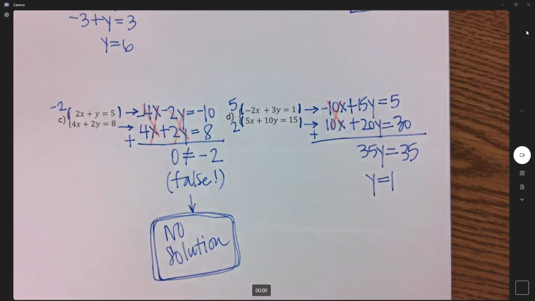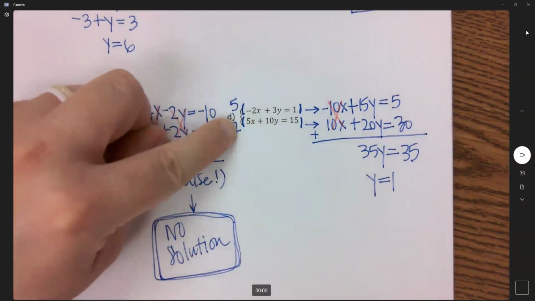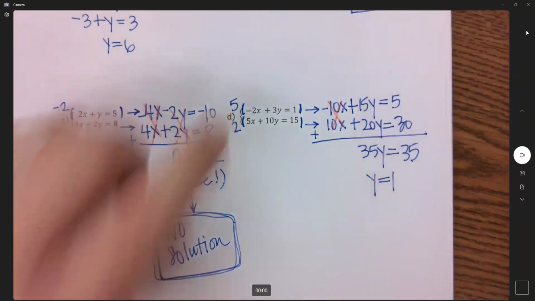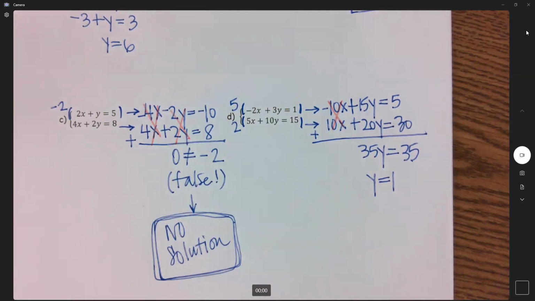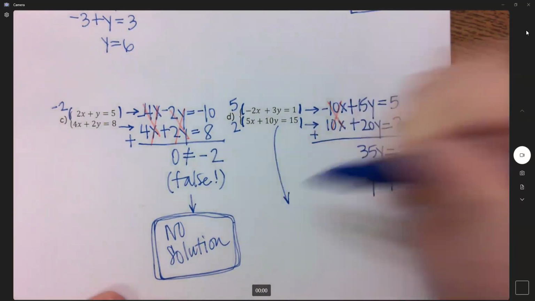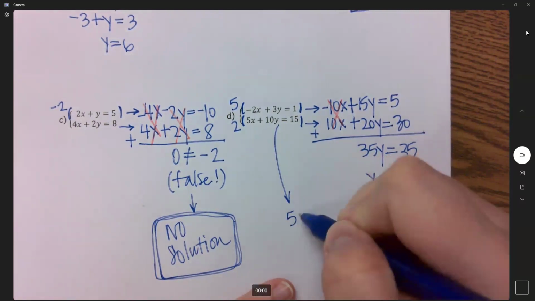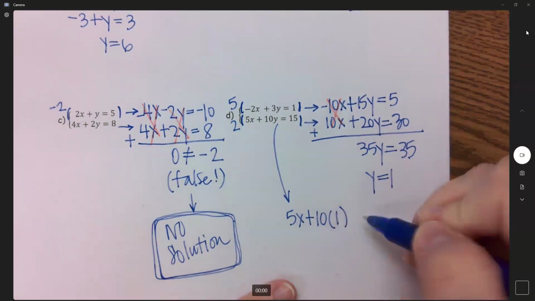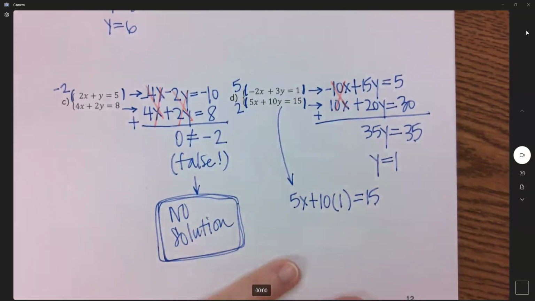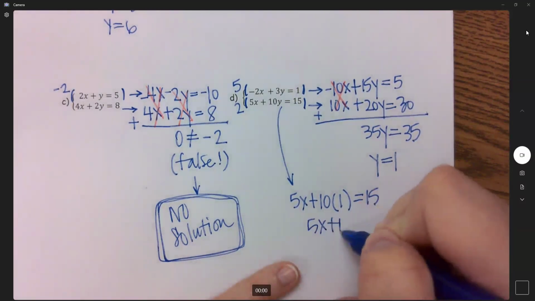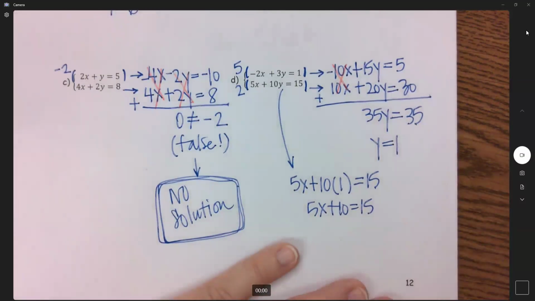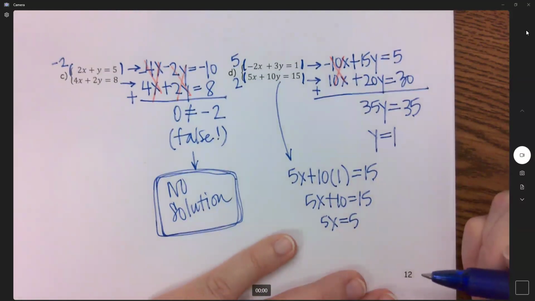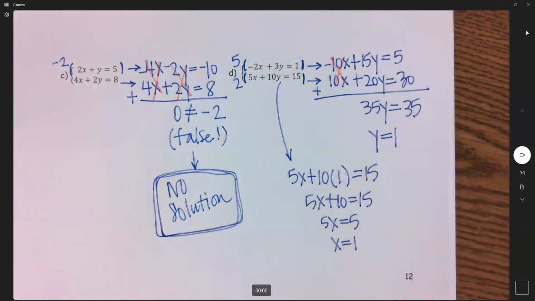So now substitute it back in. You can do it to the top equation or the bottom equation, or even technically this top or bottom one over here, but those are bigger numbers. Why do that? So I'm just going to go with this bottom equation and plug in. So we have 5x plus 10 times y, which is 1, equals 15. So we'll have 5x plus 10 equals 15. Subtract your 10 over to get 5x equals 5, and divide to get x is also 1.